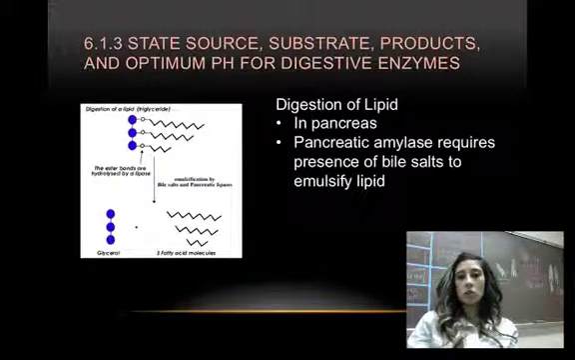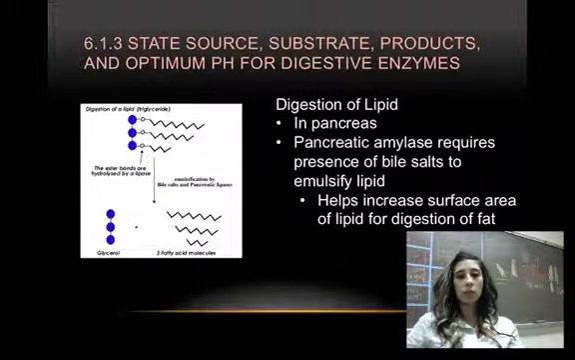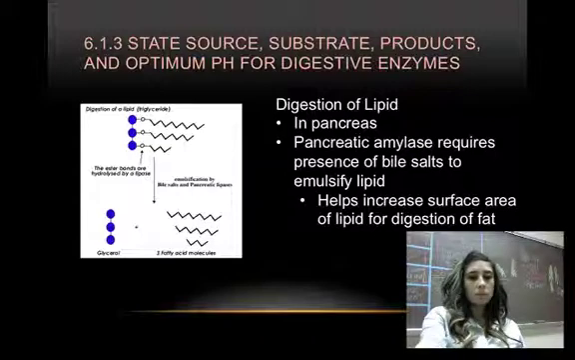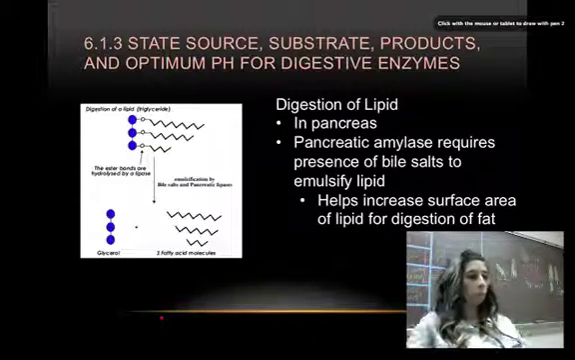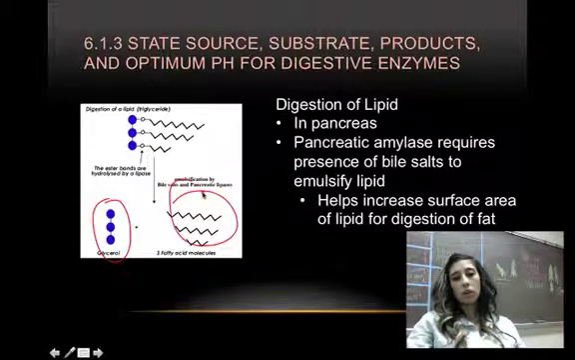And lastly, the digestion of lipids, which is within the pancreas, which is looking at lipase, or something called pancreatic lipase. So it requires the presence of bile salts to emulsify the lipid, and can also help increase the surface area of lipid for the digestion of fat. If we could break down those lipids, then that digestion of fat can actually take place easier. And so you'll see that the bile salts and pancreatic lipases will actually break down the glycerol head and the fatty acid molecules for better digestion.